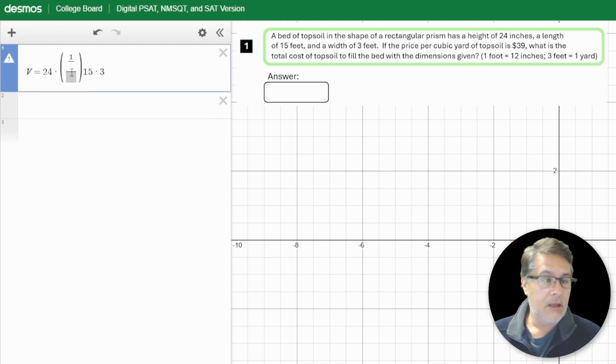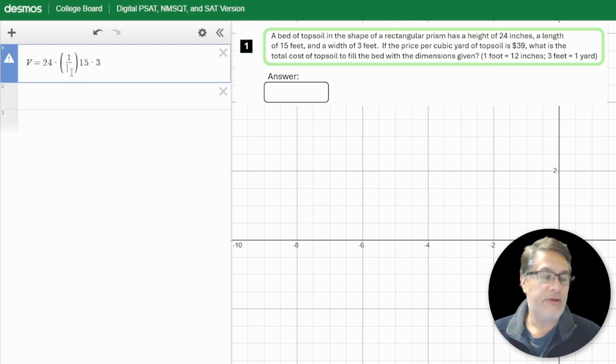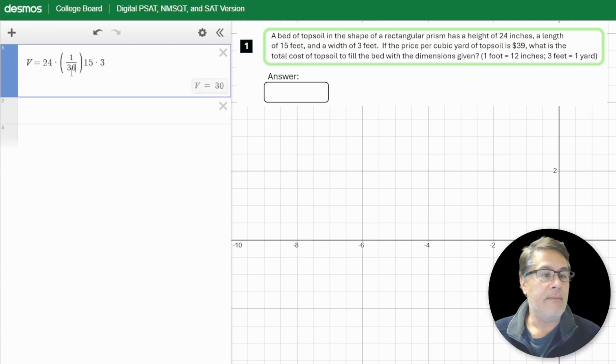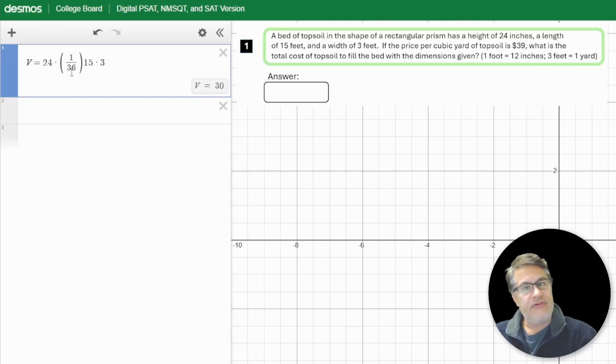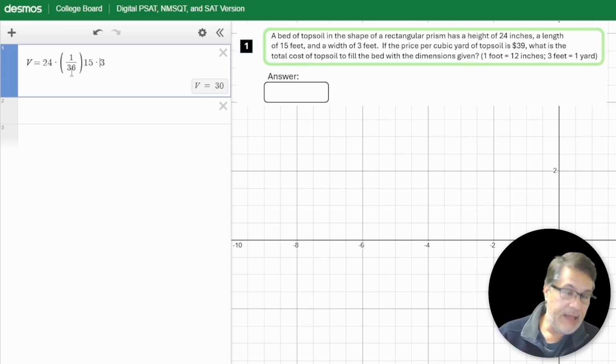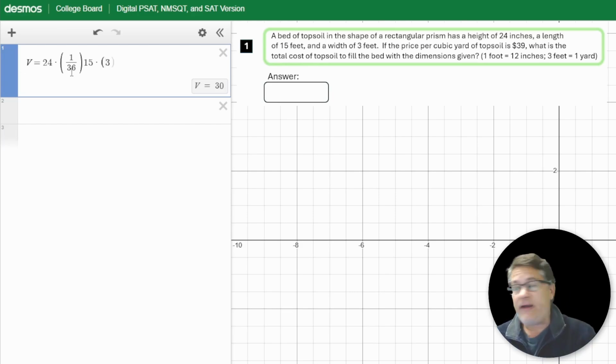Whenever you're going from the smaller unit, which we are here, which is inches, and you want to get it to the bigger unit, you've got to multiply by the fraction which is less than 1. So we want to do 1 over 36, okay? Let's move on to the 15. So 15, the units of that were feet, so we have to multiply the 15 by the conversion factor, which is 3 feet in 1 yard. So once again, we're going from the smaller unit of feet to the larger unit of yards, so we have to multiply by 1/3.